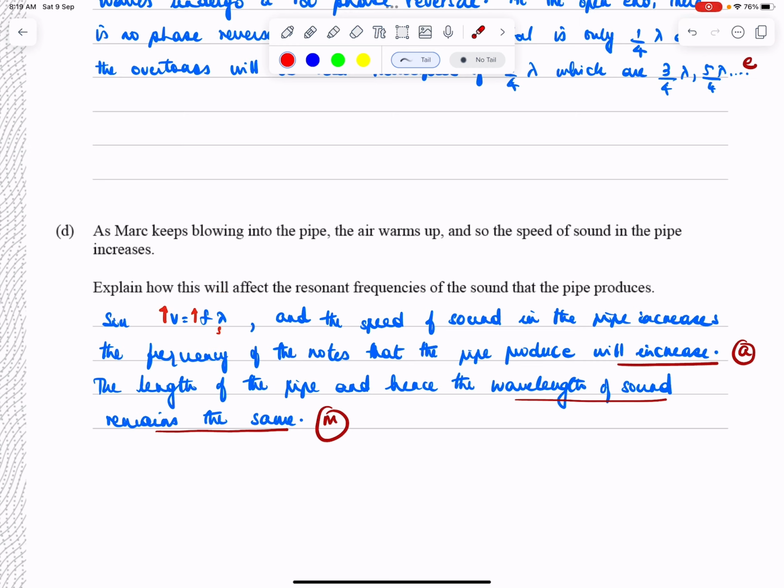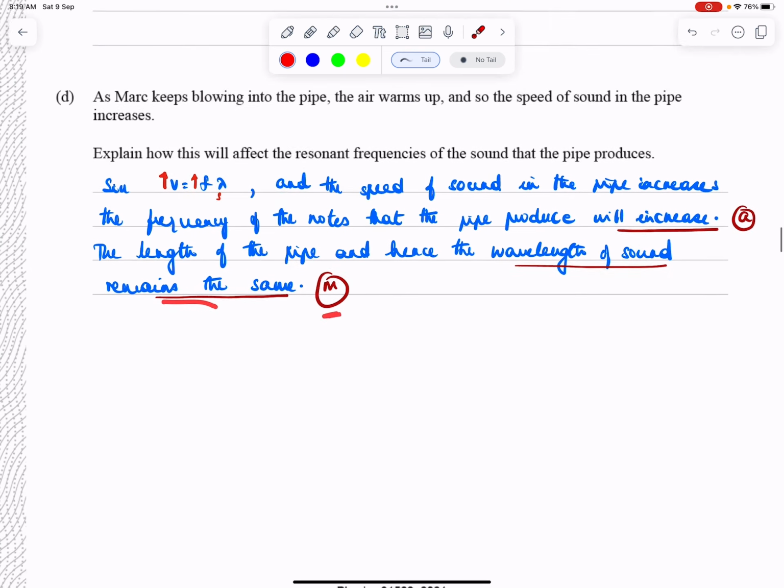So if you've just said the frequency will increase, you get an Achieved. If you related it to the formula and said that the length of the pipe is the same, and so the wavelength stays the same, you move on to a Merit.